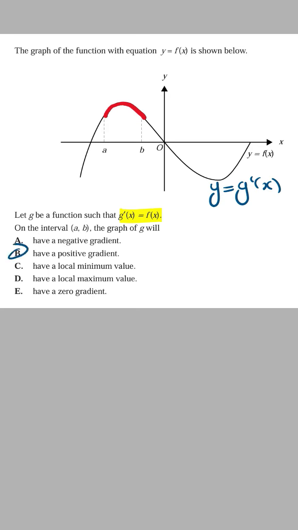Reading the other options, the graph of g(x) will have a local minimum at this point, which is not in the interval from a to b, and it will have a maximum at this point, which again is not on the interval from a to b. And if it was to have a zero gradient from a to b, then the graph would look something like this. And so option B is the only correct answer for this question.